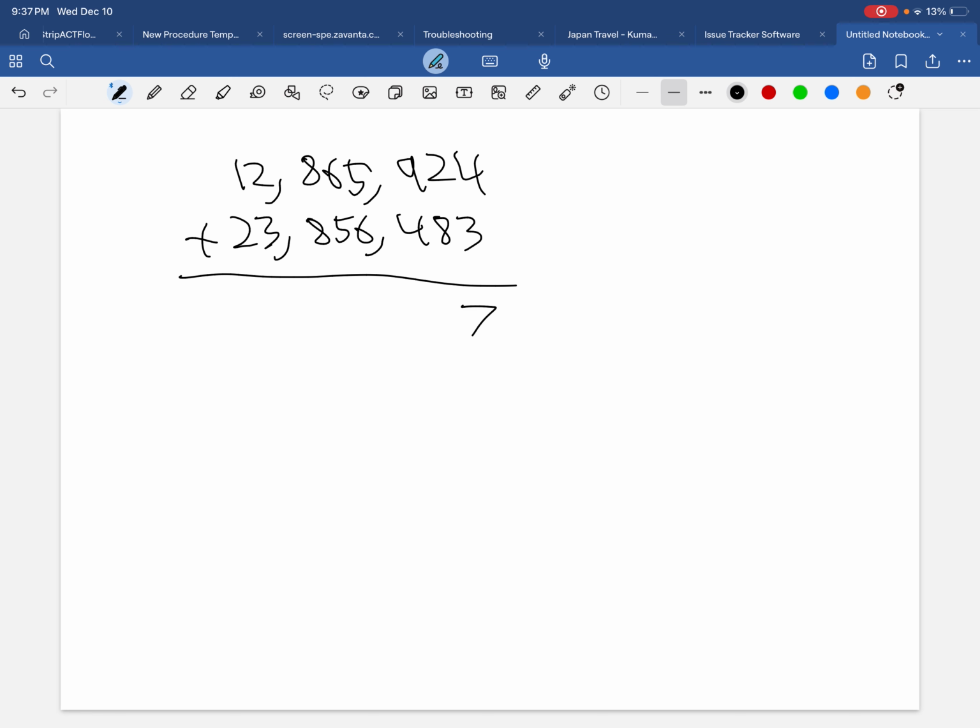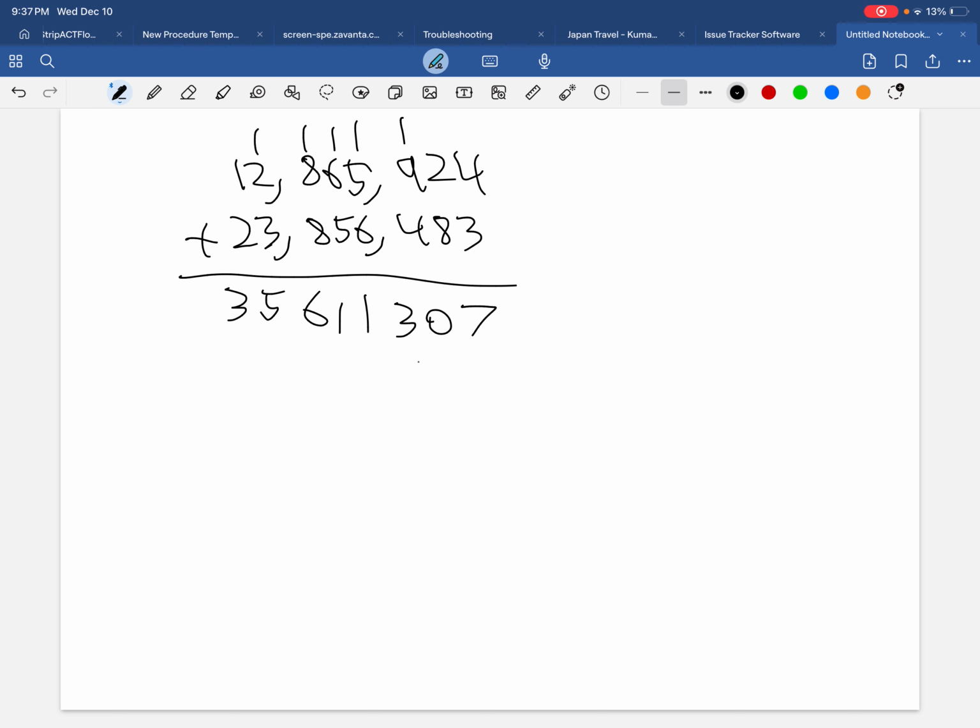4 plus 3 is 7. 2 plus 8 is 10. Carry the 1. 9 plus 4 is 13. 5 plus 6 is 11. 6 plus 5, 11. 8 plus 8, 16. 2 plus 3, 5. 1 plus 2, 3. And then we have all these numbers up here.